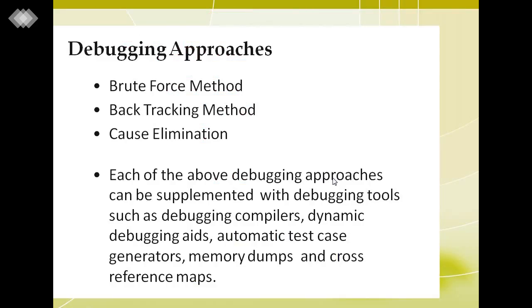Now some debugging approaches are brute force methods, backtracking methods, and cause elimination method. Each of these debugging approaches can be supplemented with debugging tools such as debugging compilers, dynamic debugging aids, automatic test case generators, memory dumps, and cross-reference maps. So these are the debugging approaches.